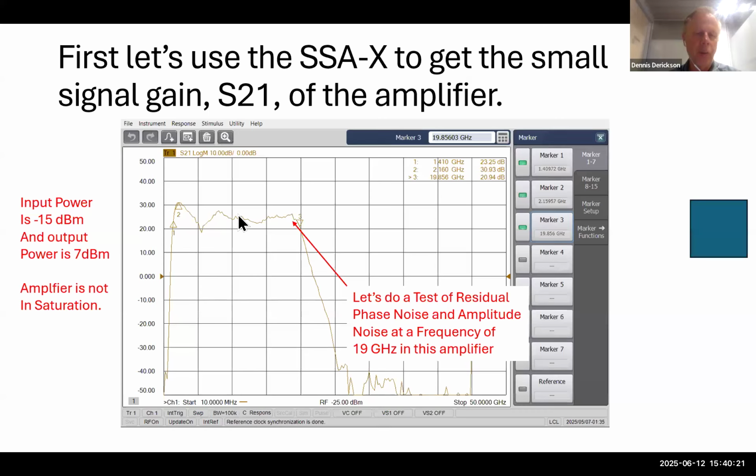And I want to point out that the noise contribution you get depends on the linearity of the amplifier. If you have a low input power, you can make this happen in a linear mode. If you have a high input power, you can have the gain saturate. And the residual performance of this system can change depending on whether you're in the linear mode of the amplifier or in the saturation mode of the amplifier. In this case, the amplifier is not in saturation. It's not having gain compression.